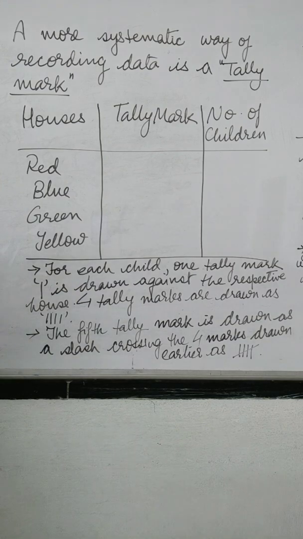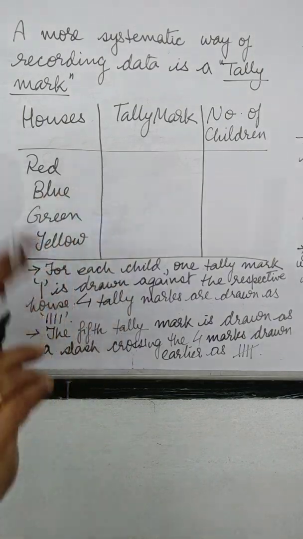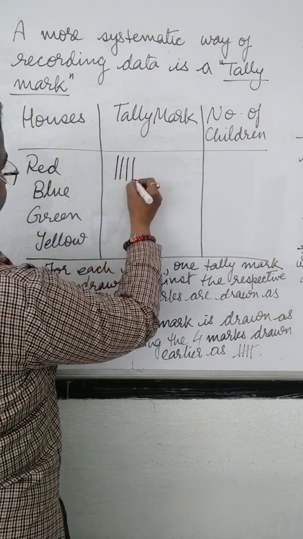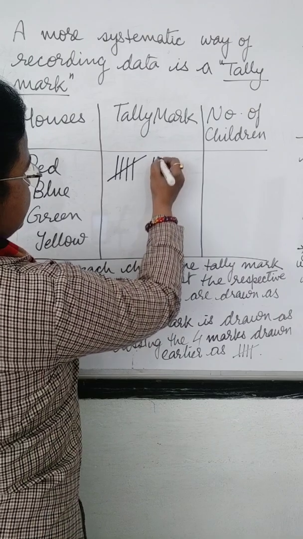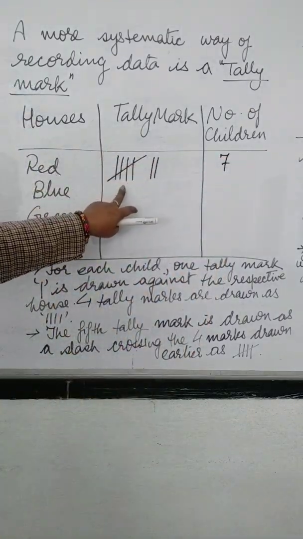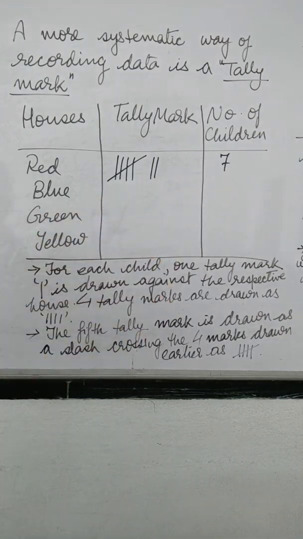See, red. We'll count how many red house students there are. This is 1, 2, 3, 4, 5, 6, 7, altogether 7 students in red house. So we'll write like this: 1, 2, 3, 4 and a line across. This is 5, then 6, 7. So at a glance, one bundle means 5, plus 2 lines means 7. So 7 children in red house.